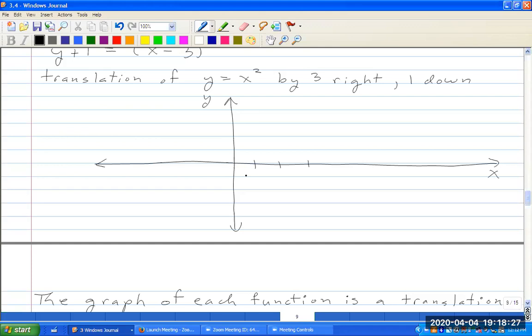Okay, so first off, let me sketch the graph of y equal x squared, because I'm doing a translation of this. So y equal x squared looks something like a little bit steeper. Good enough. It's not quite symmetric, but not too bad. Okay, so this is the graph of y equal x squared.